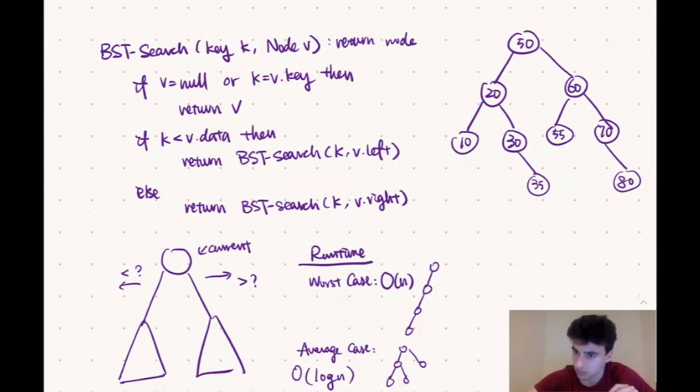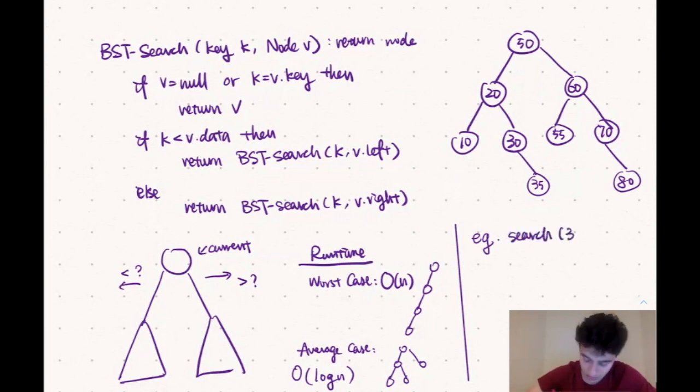So let's do a few examples now. Let's consider this tree you see on the right. Let's search for the node with the key value 35. Well, we're going to start at the root, 50, and we're going to compare 35 with 50. 35 is less than 50, so we're going to move leftwards to 20. Now, 35 is greater than 20, so we're going to move rightwards to 30. Now, 35 is greater than 30, so we're going to move rightwards to 35.